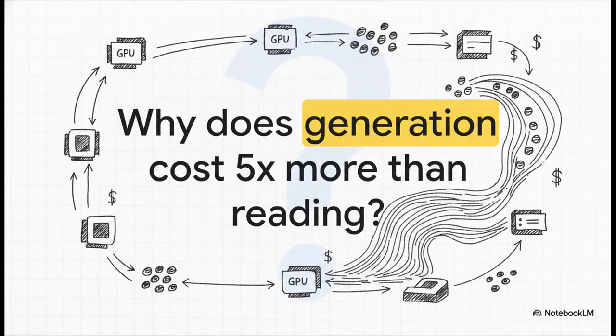Why? It all comes down to memory bandwidth. Every prompt you write gets chopped into tokens, and every single token generated forces the GPU to repeatedly load massive model weights and a constantly growing cache of memory. You're not paying for complex math, you're paying for moving data.